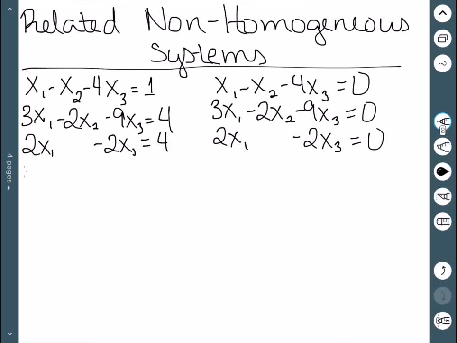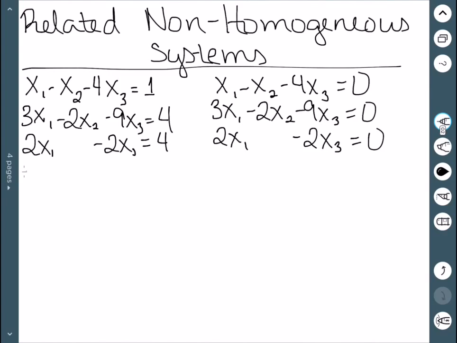We'll now look at related non-homogeneous systems. What we mean by this is if we look at these two systems here, the one on the left is non-homogeneous, whereas the one on the right is homogeneous. However, they have the same coefficient matrix. So this is what we call related non-homogeneous and homogeneous systems.